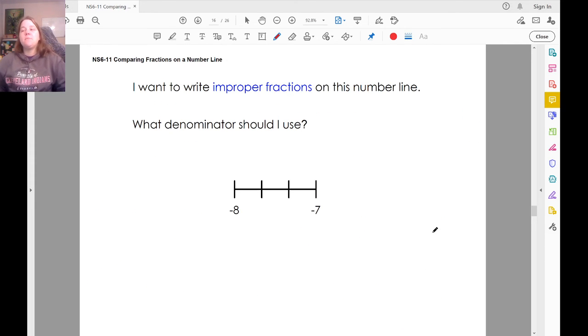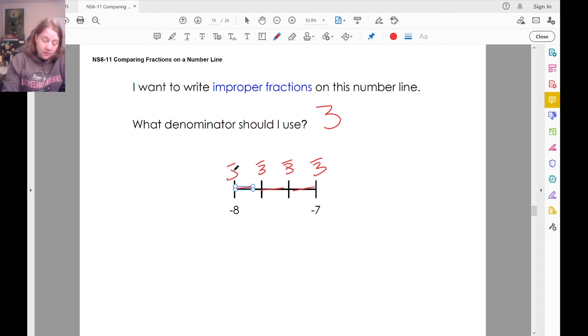So I want to write improper fractions on this number line. Which denominator should I use? Well, we can see that it's split into thirds. So the denominator that we're going to use is thirds. So let's go ahead and set up these denominators, because we know it's split into thirds, and we hopefully know that those are all threes.